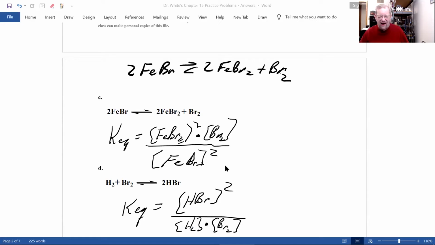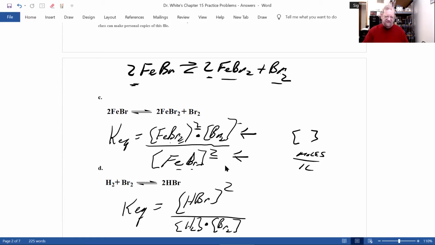First of all, on top goes the concentration of each product, and it's to the power of the coefficient. That's 2, bromine is 1, so you don't have to put anything. And on the bottom, you put the concentration, and by doing this, this means moles per 1 liter, and that's what I mean by concentration. And here we have the ferric bromide, and it's to the power of 2 because the coefficient is 2.